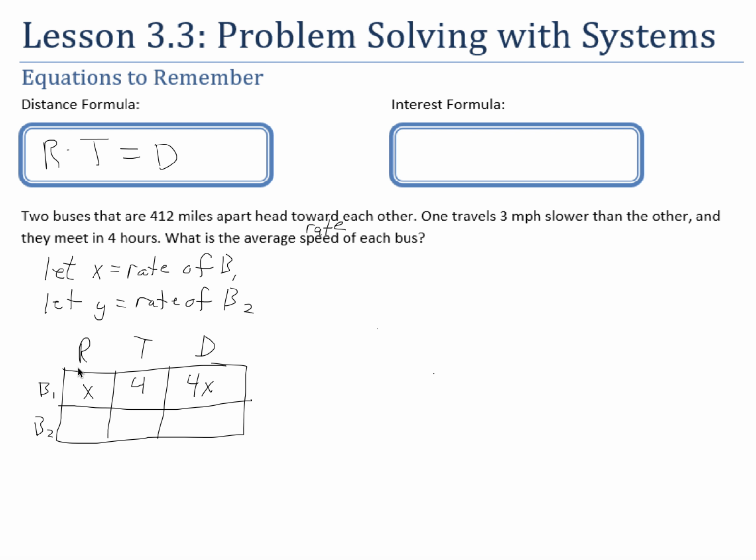Down here, we're doing something similar. We have the rate of the second bus. Well, we let y equal that. Again, they left and they meet in 4 hours, so this is also 4. And we know distance is rate times time, so y times 4, which is 4y.